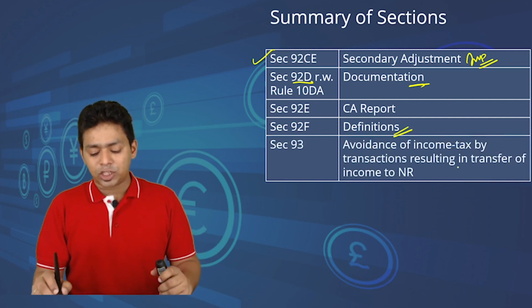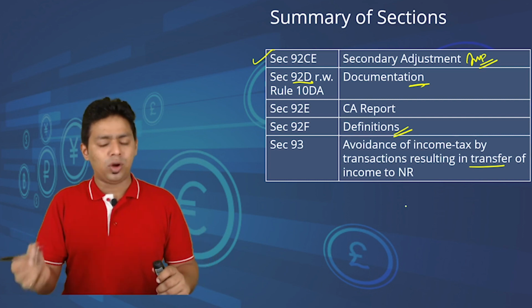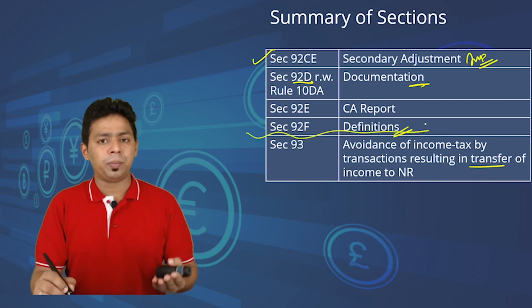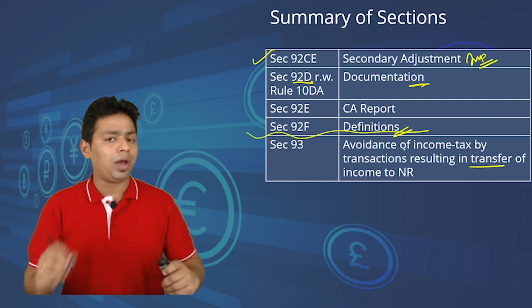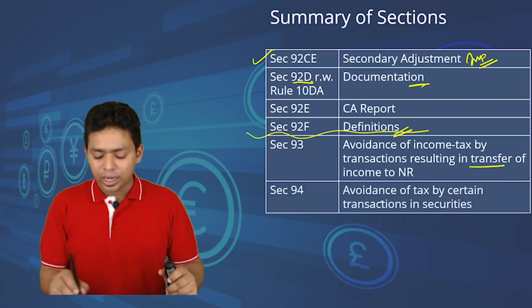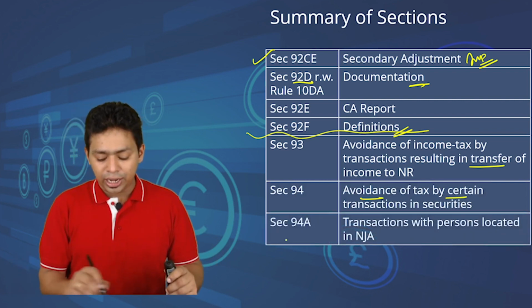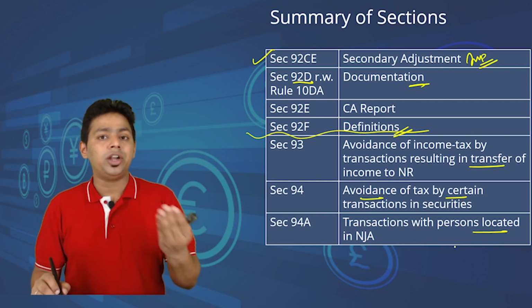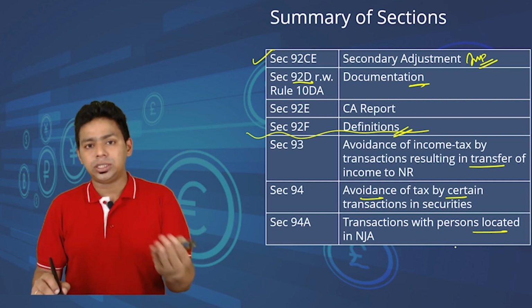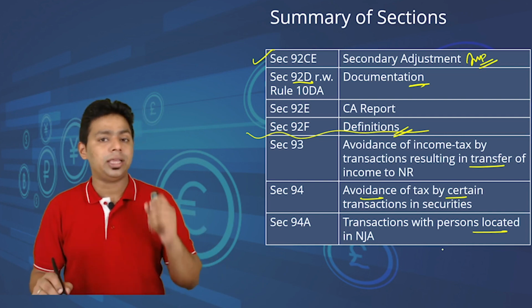93: avoidance of income tax by transaction resulting in transfer of income to NR. So it is a separate point altogether. It's not related to transfer pricing, but technically it belongs to the anti-avoidance mechanism. We have taken it here. 94: again, avoidance of tax by certain transactions in securities. And 92A: transaction with a person located in an NJA, a notified jurisdictional area, like Cyprus, or there was a possibility of Switzerland also getting declared as an NJA.